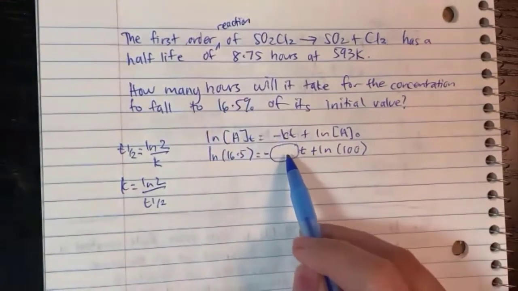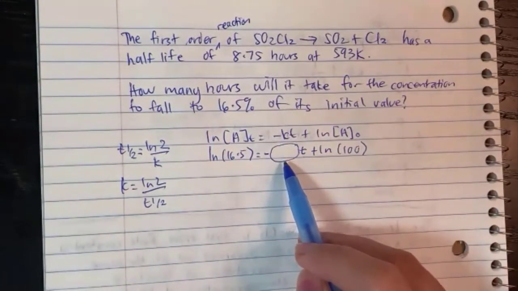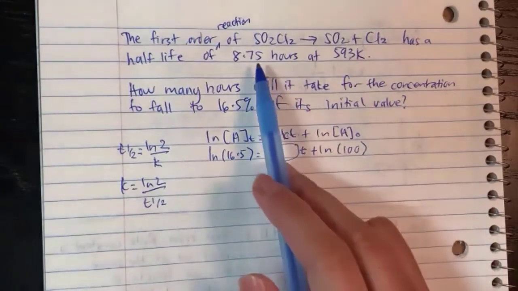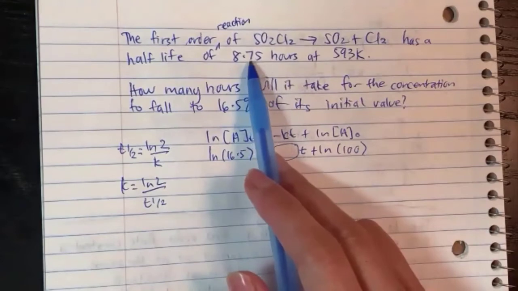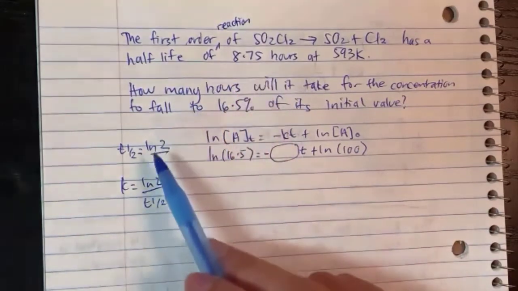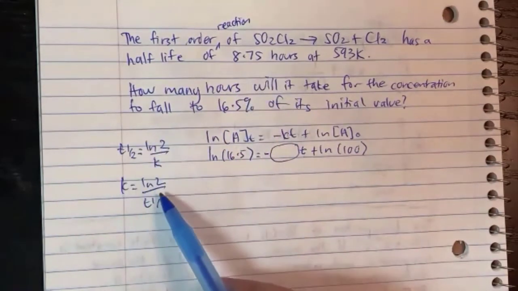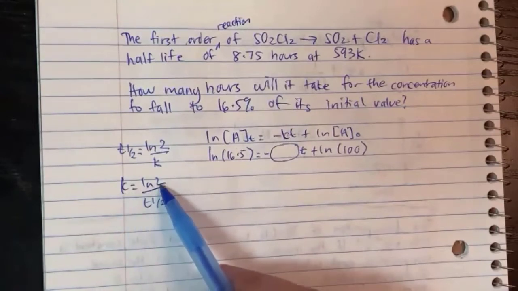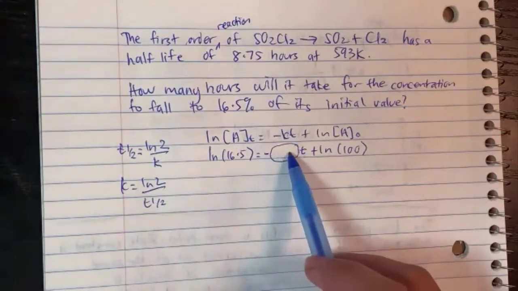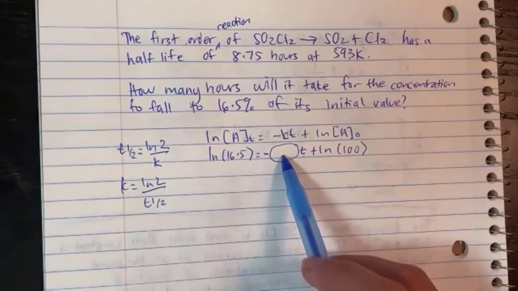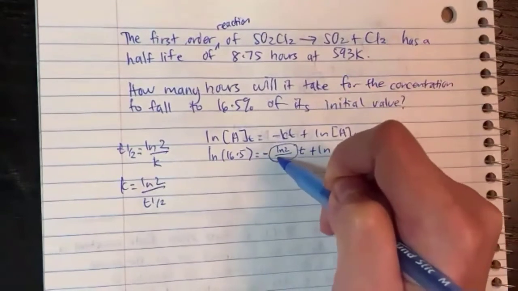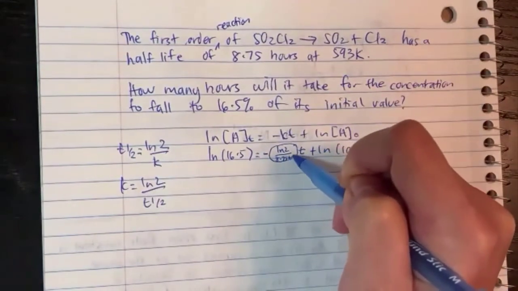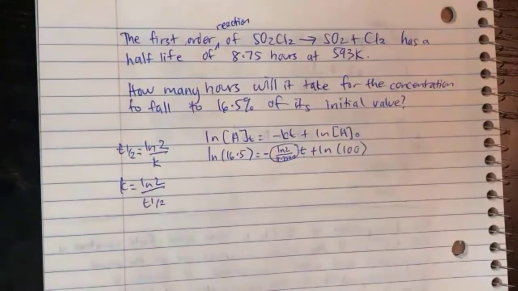If this is in hours, this will be hours inverse. So good thing up here, that is hours. So that's good. But that's not k. What is this? This is the half-life. So then you have to use this formula right here. If you want to find k, you take ln2 over the half-life, and we'll put it right there. Okay? So let's go ahead and do that. So it's ln2 over 8.75 hours. That goes right there. Okay?